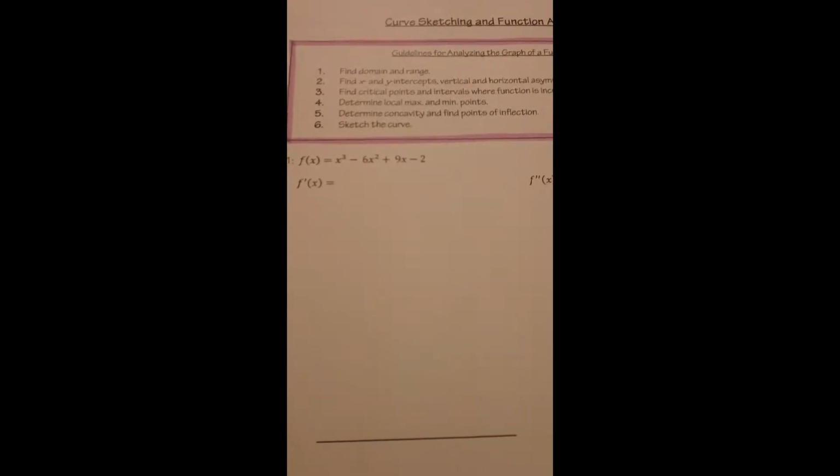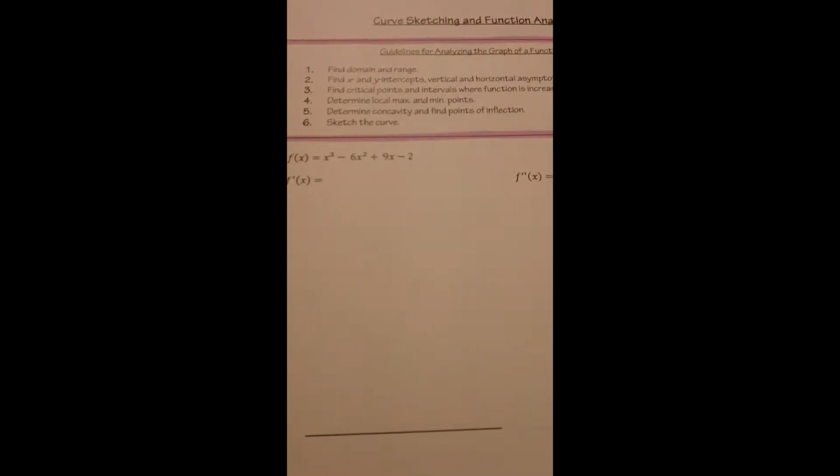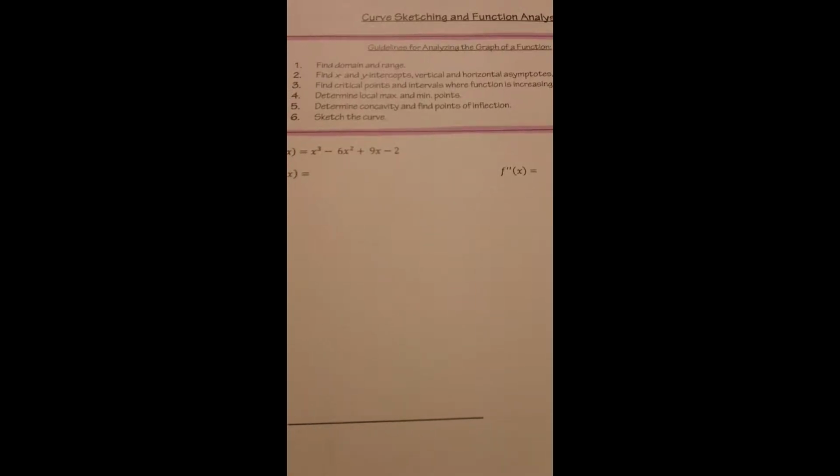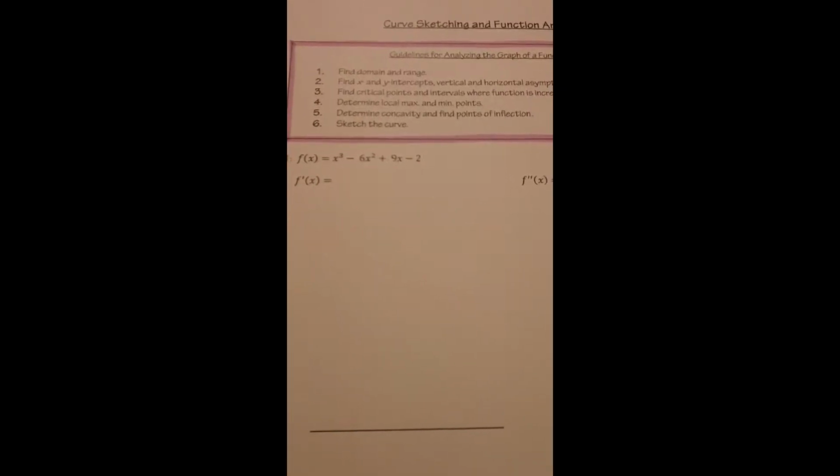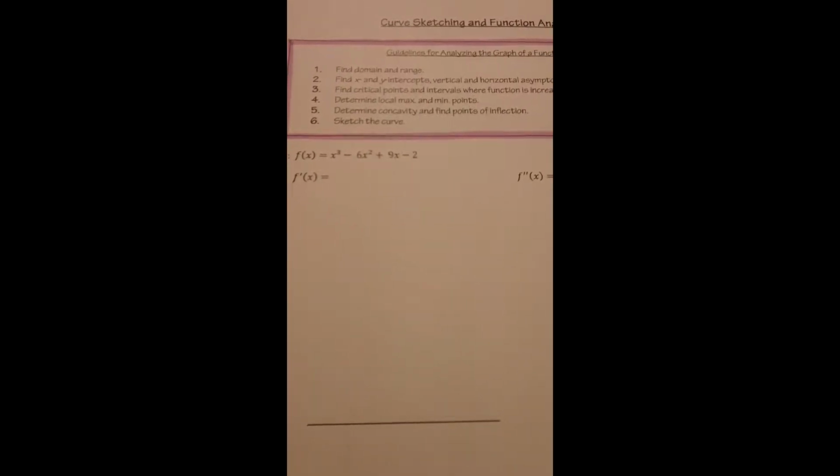First, find the domain and range, find any x and y intercepts, vertical and horizontal asymptotes, symmetry of graph. Find critical points and intervals where the function is increasing and decreasing, determine local max and min points, determine concavity and find points of inflection, and then lastly, sketch the curve.